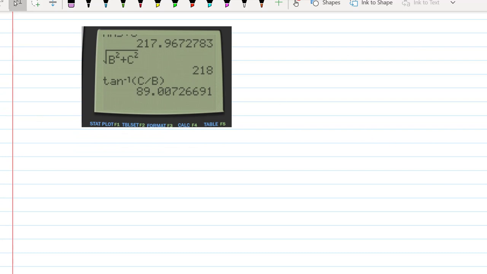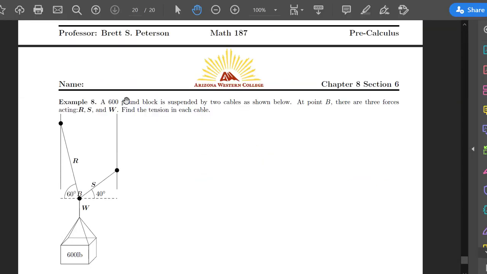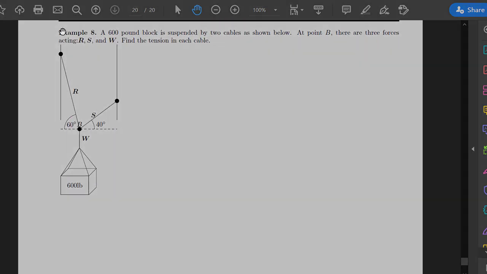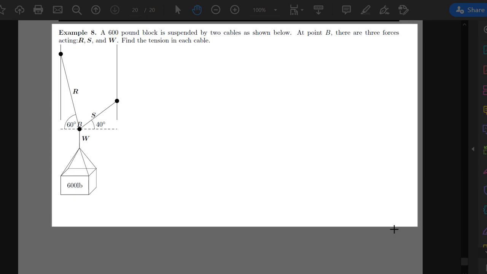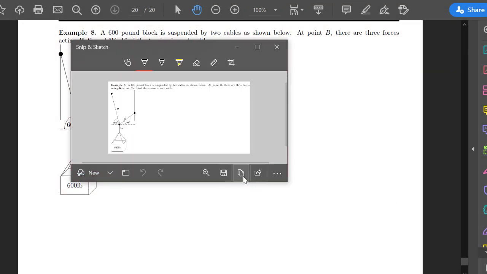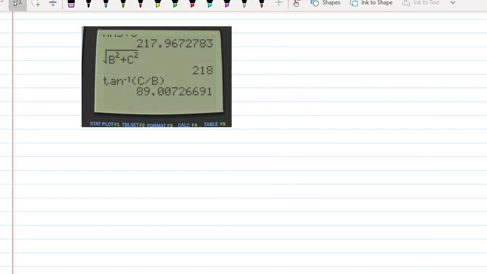All right, so we've got one more example. Example 8 says that a 600-pound block is suspended by two cables as shown below. At point B, there are three forces acting: R, S, and W. Find the tension in each cable.